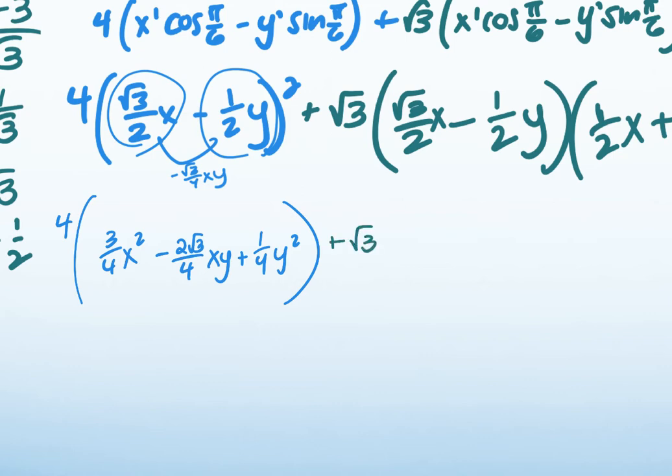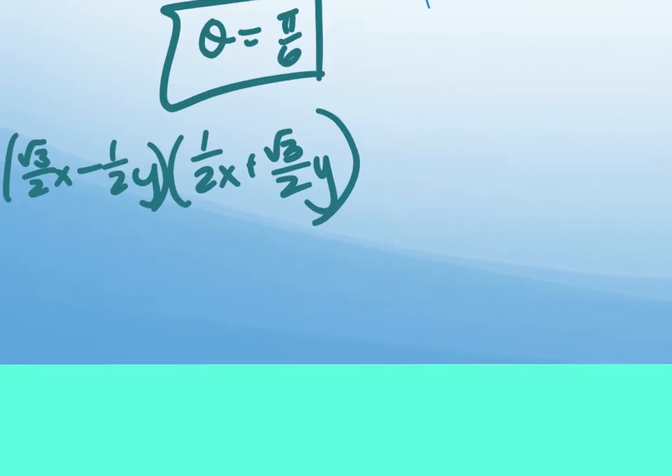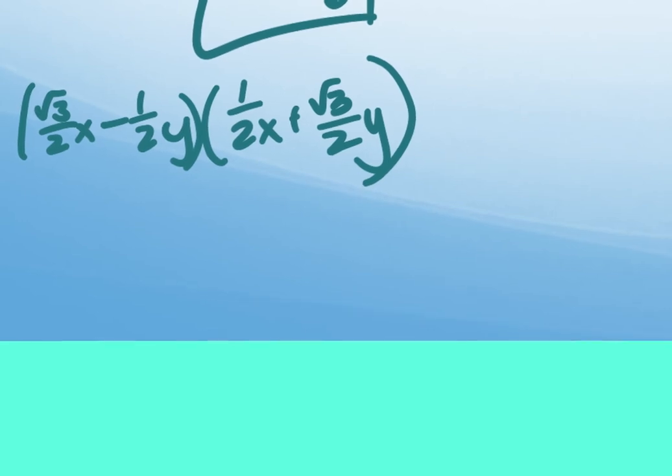Plus root 3. And this one you have to actually FOIL out, so I'm going to do this off to the side. Root 3 over 2 x minus 1/2 y, and then 1/2 x plus root 3 over 2 y. It's similar to the difference of 2 squares, but it is not. They are opposites, but the values are not the same. So you can't use difference of 2 squares.